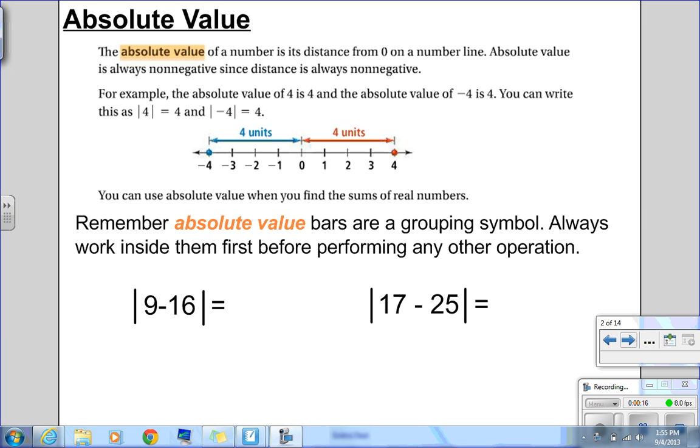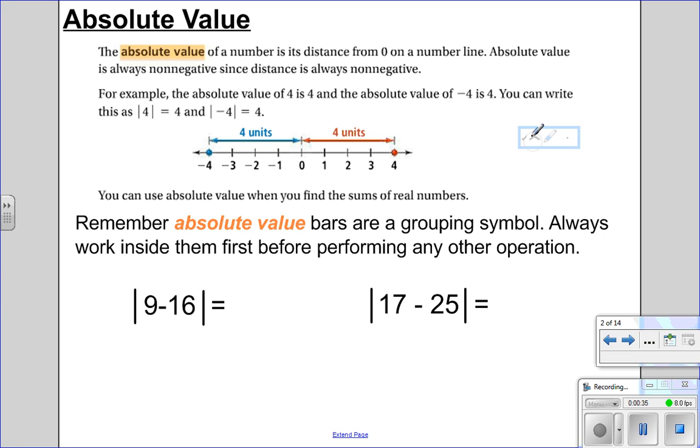The absolute value of a number is its distance away from 0 on the number line. Whether it's -4 or +4, if you take the absolute value of it, it is still 4 units away from 0. We use solid bars to represent absolute value. One thing I also want you to remember is that absolute value bars are another type of grouping symbol, just like parentheses or brackets. We always work inside them first before performing any other operations.